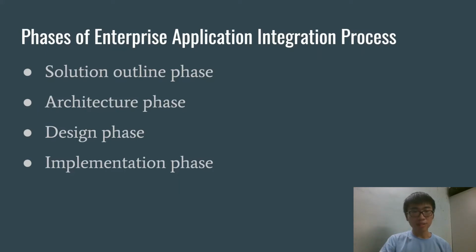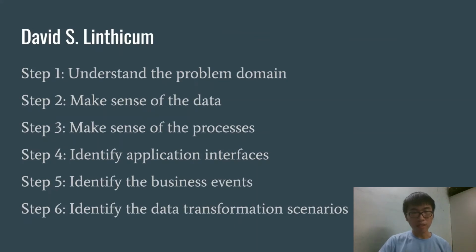The first is solution outline phase, which we define the solution, and then the architecture phase, which we design the architecture for the whole solution, and then the design phase is more detailed than architecture, and finally the implementation phase. So to give some ideas or details, David S. Linthicum has given 12 steps in the EAI process.